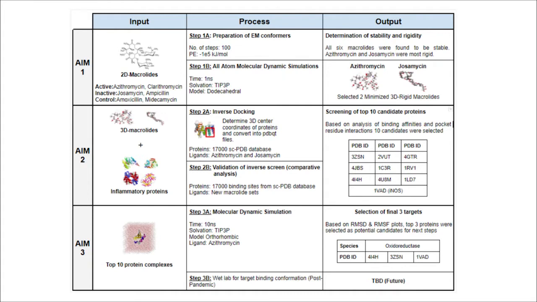The project included three key steps and will be followed by a wet lab post-pandemic. The first aim of the study is to generate biologically relevant 3D structures of macrolides and identify flexibility sites through all atom molecular dynamics.